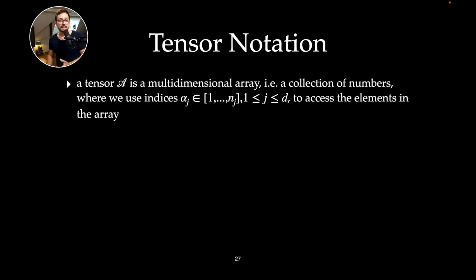Now, what is a tensor? A tensor A is a multidimensional array. So this is just a collection of numbers, and we use indices, alpha j, to access the elements in this array. So a vector is a one-dimensional tensor. Okay, and for a column vector, I use the row index to access the fifth entry. A matrix is a two-dimensional array. I use two indices, a row number and a column number, to find a certain value. A book of matrices might be a three-dimensional array.